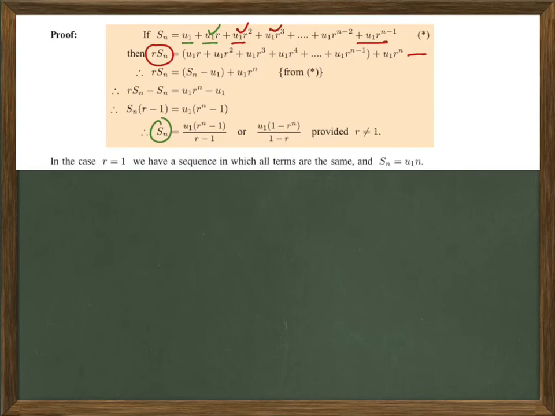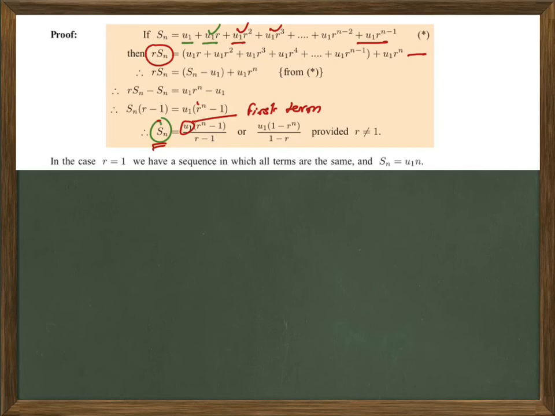Now we just subtract these, and you can find Sn equal to u1 into (r to the power n minus 1) by (r minus 1), where u1 is the first term, r is the common ratio, and n is the number of terms, right?